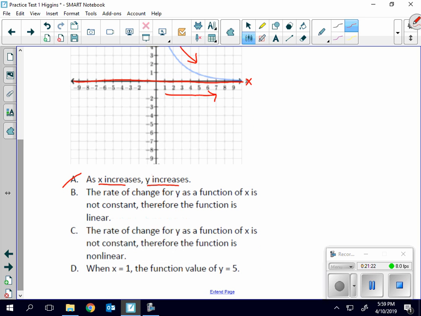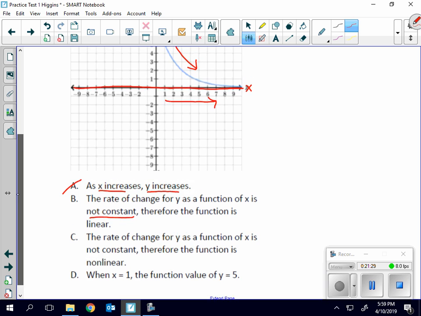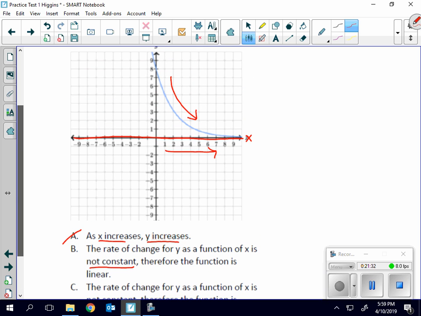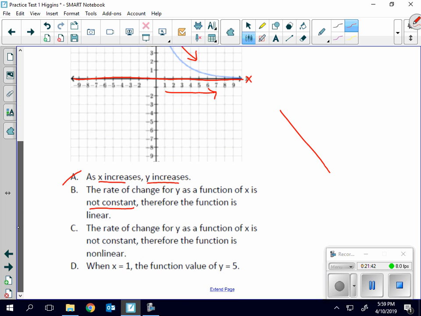All right, the rate of change for y as a function of x is not constant. Well, let's just stop there for a second. We'll finish that sentence. Is it constant? A constant rate of change is a straight line. So we already know that part of the sentence is true. The rate of change for y is not constant. That's true, yes. Therefore, the function is linear. Well, you know it's not linear, it's a curve. So that's no, so that's nope.